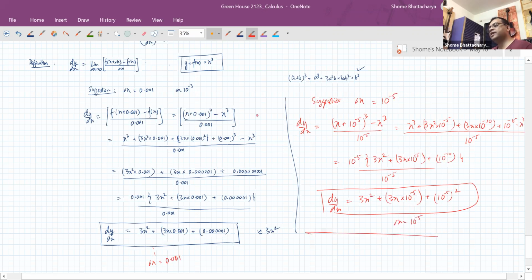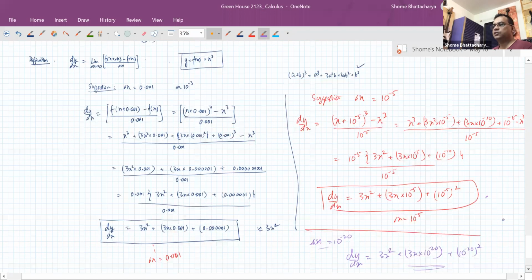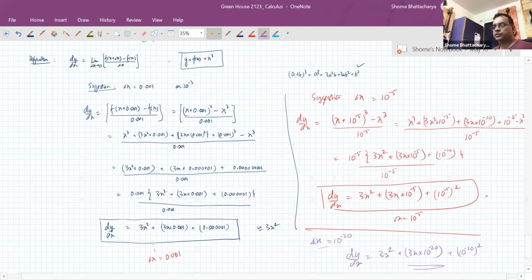Now, if I had taken delta x as 10 raised to minus 20, what would I have got dy by dx as? I would have got 3x square plus 3x into 10 raised to minus 20, plus 10 raised to minus 20 whole square. So you can see the smaller the value of delta x I'm taking, the closer I'm coming to 3x square. Like this one is much closer to 3x square than this one is, and this one is much closer than this one is. So it's following a pattern. The smaller the value of delta x I take, the closer I'm coming to the actual value of 3x square. Got the point now?